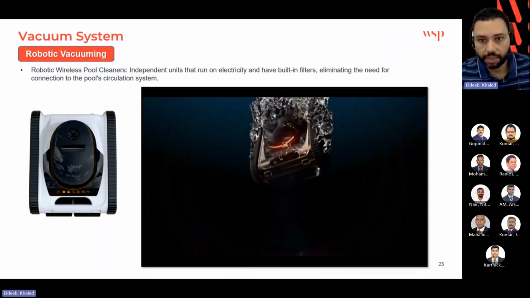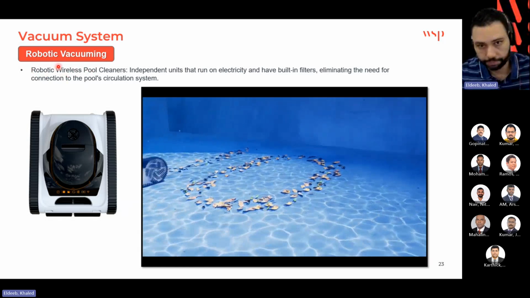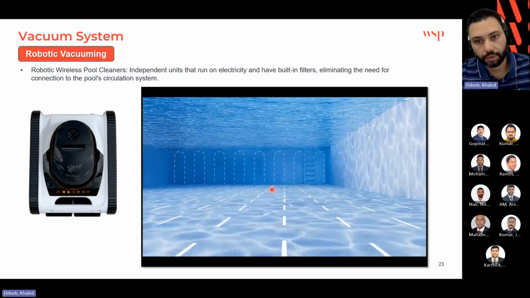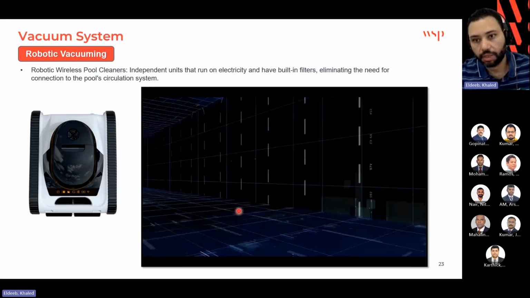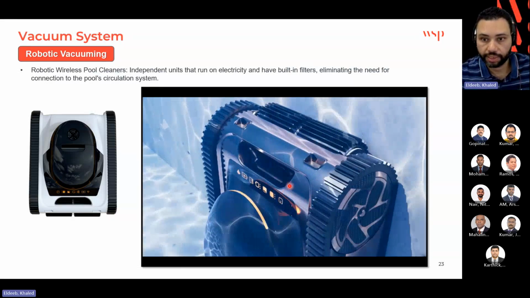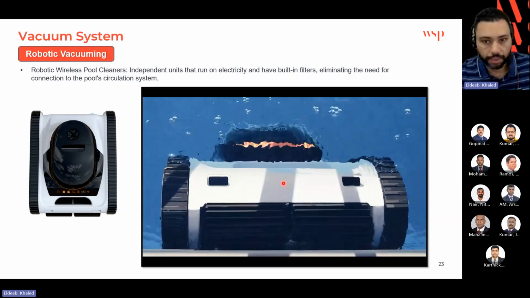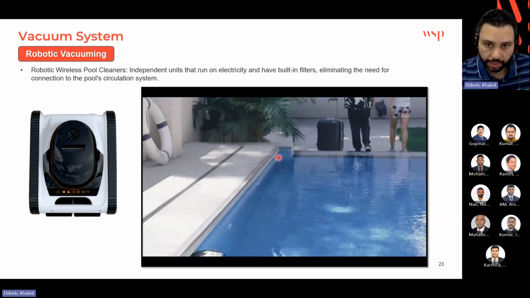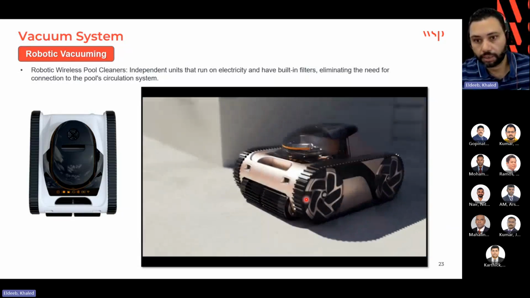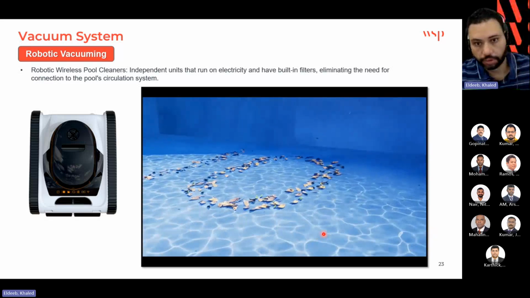The third type of vacuum that we have here is a robotic pool cleaner. This system is like a wireless machine, as you see, that moves around your swimming pool on its own to clean dirt, debris, and algae. It runs on a rechargeable battery, so you don't have to plug it into electrical power while it is working. It works alone like that.